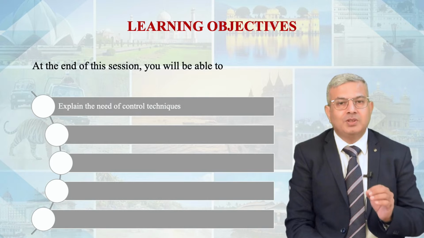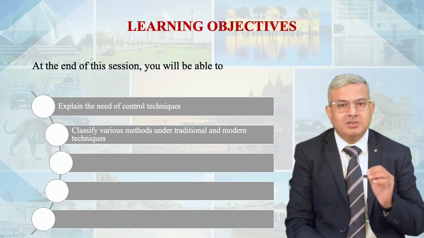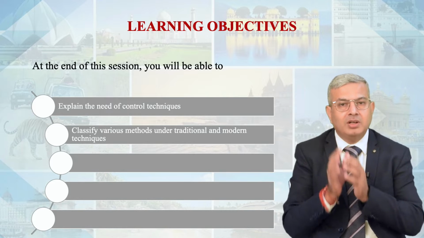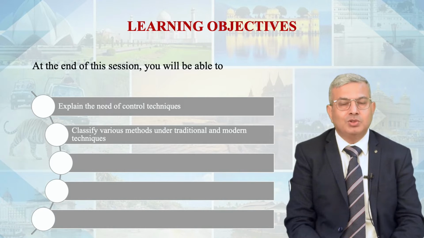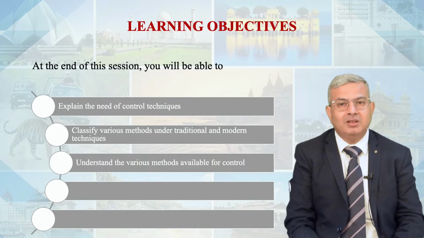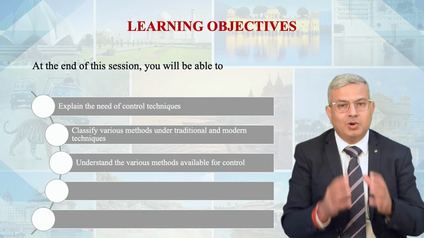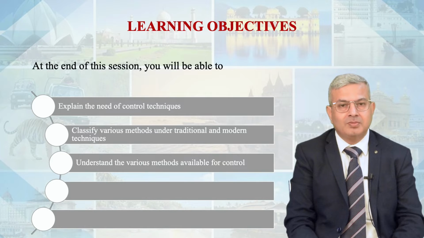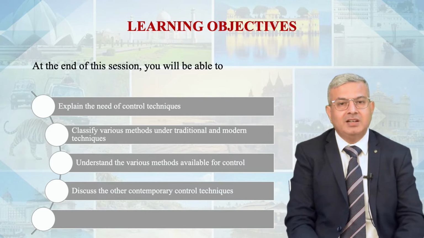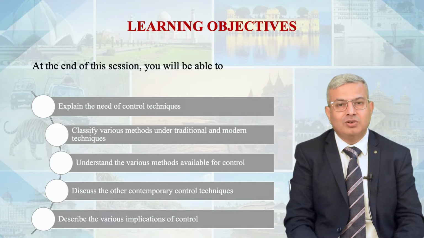We will also classify various methods under the traditional and modern techniques. We will also look into various other methods that are available to the manager in order to exercise control. And we will also discuss the other contemporary control techniques. And finally, towards the end, we will describe the various implications of control.